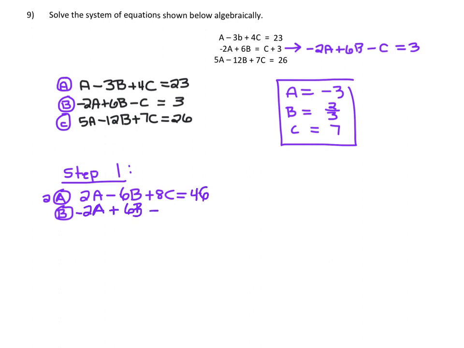Actually, look what happens here. So I was trying to eliminate the B's, but look at this. Not only do the B's cancel off, but the A's cancel off too. So I'm going to cancel off the A's and the B's. All right, so that leaves me with 8c minus 1c is 7c, and 46 plus 3 is 49. So I'm able to solve for C in this first step. Okay, so it gives me C equals 7. And if I look up here, look at that. C does equal 7, so we're on the right track.